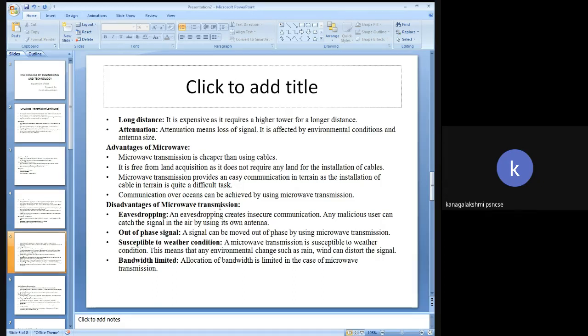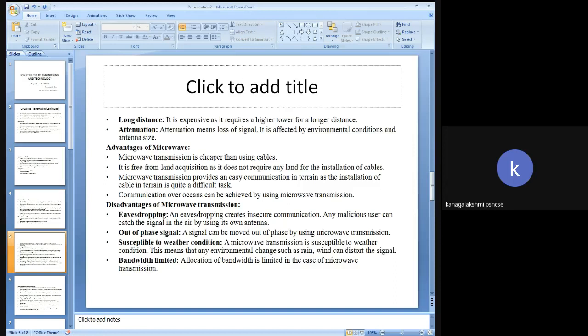Then there is attenuation. Attenuation means loss of signal. Okay? If there is any natural disaster, that is an environmental condition, or antenna size affects it, attenuation might occur. Attenuation means nothing but loss of signal.